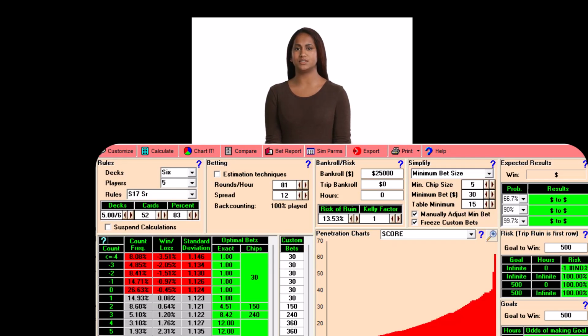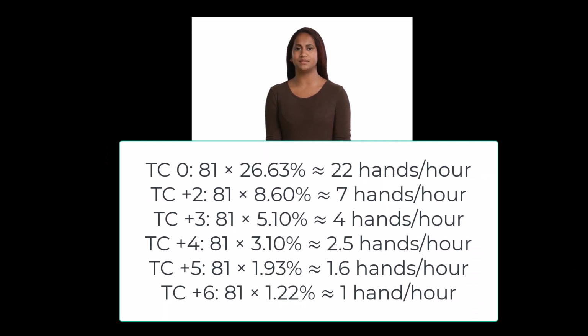This is where the numbers start to get really interesting. With CVCX estimating about 81 rounds per hour, we can turn those frequency percentages into actual hands per hour. And when you do that, you'll quickly see just how common the lower true counts are and how rare those big positive counts really become. The table below is a very useful way to think about the frequency column in the count table. Next will be card counting girl Sarah to tell you all about the next column in the count table, the win-loss column. Take it away, Sarah.